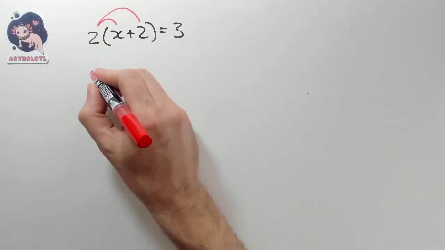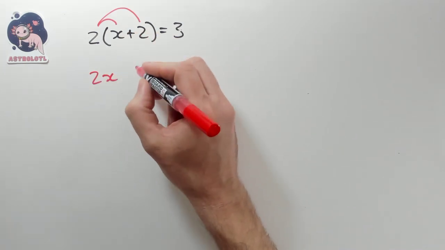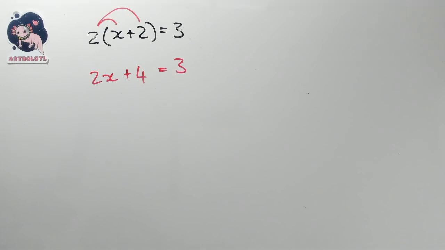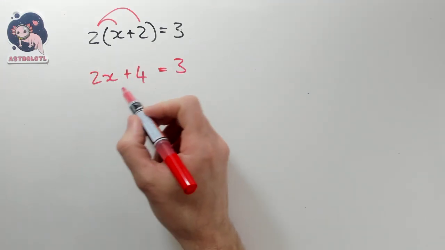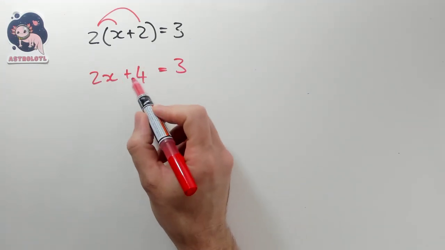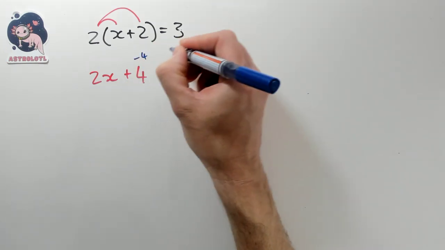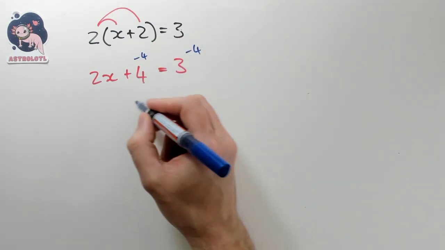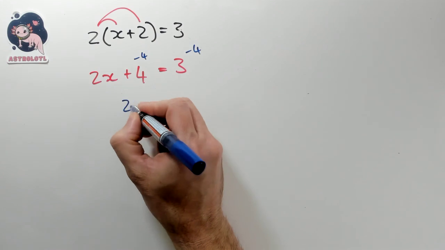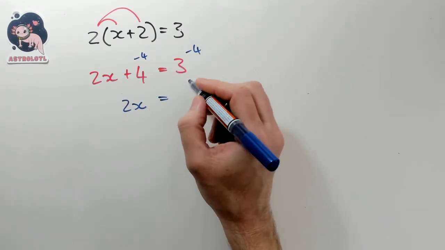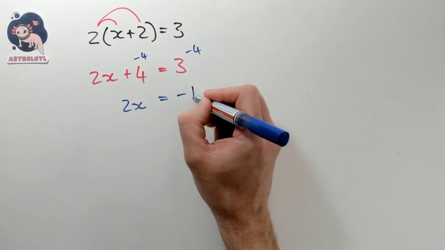So 2 times x is 2x, and then 2 times 2 is 4, and that is equal to 3. And the next step is to undo this plus 4 part. I can do that by minusing 4 on both sides. So here I'm left with 2x, because minus 4 plus 4 is 0. And then here 3 minus 4 is negative 1.